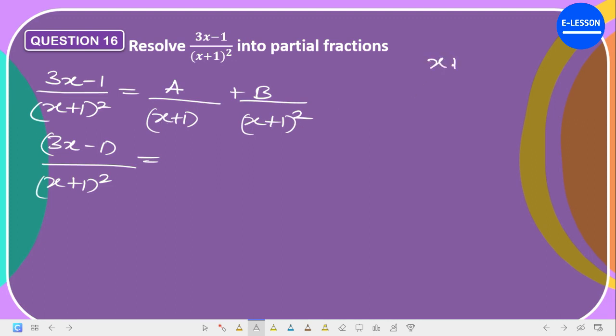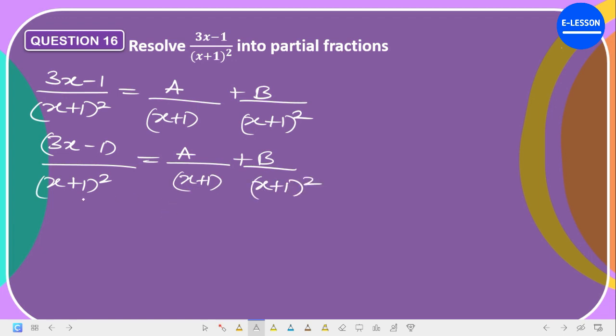Now, if it were s plus 1 raised to the power of 3, what would it be? A all over s plus 1 plus B all over s plus 1 squared plus C all over s plus 1 raised to the power of 3. So you keep writing until you get to the highest power you have there. This one ended at the square, so that was the reason why we ended there at the square. Now, this will be equal to A all over s plus 1 plus B all over s plus 1 squared.